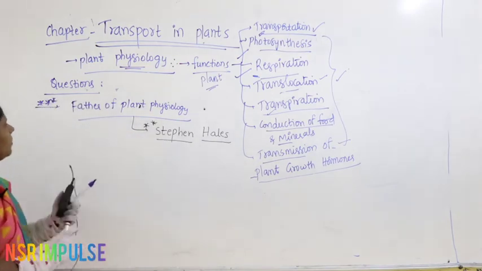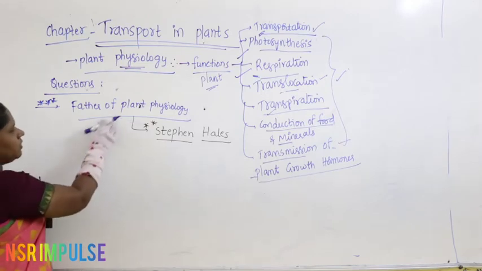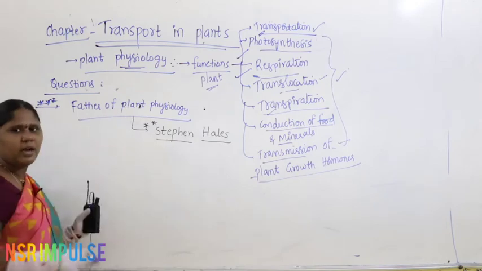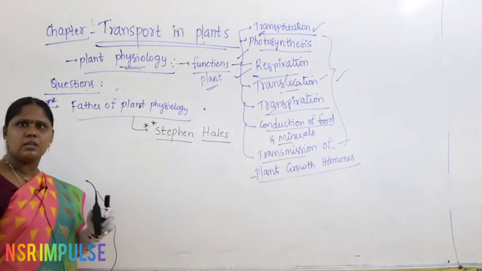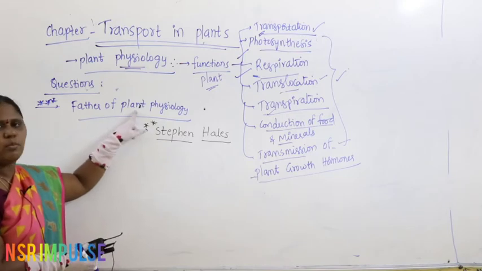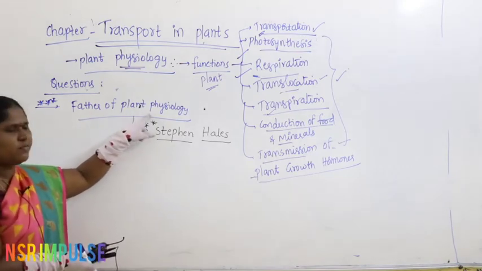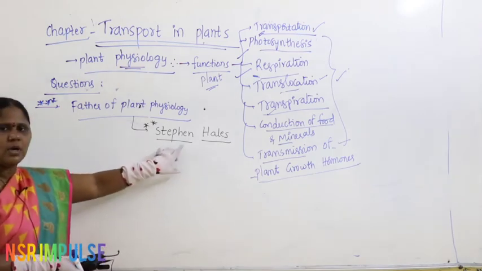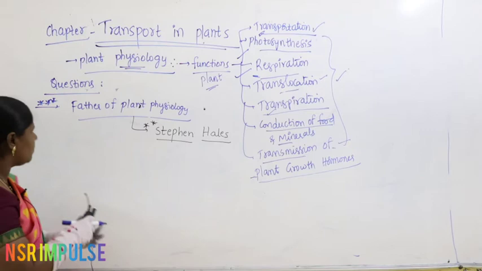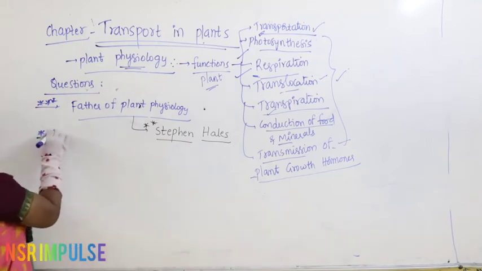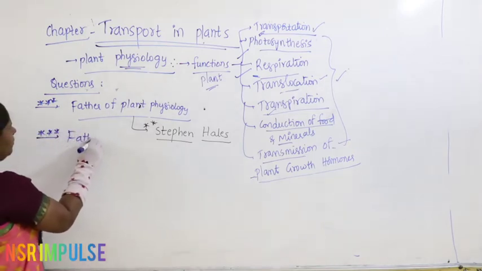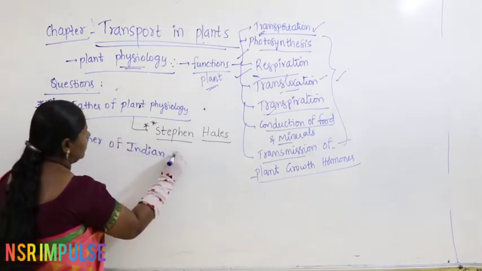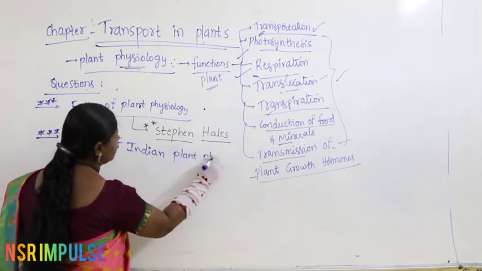Okay. Who is the father of plant physiology? Stephen Hales. Stephen Hales is referred to as the father of plant physiology. So, about plant physiology, the scientist who put in much effort, we need to remember Stephen Hales. Sometimes the question will come, who is the father of Indian plant physiology? Indian plant physiology.